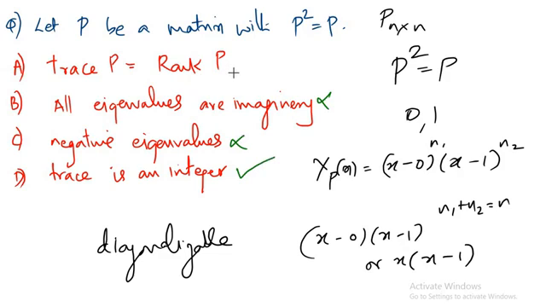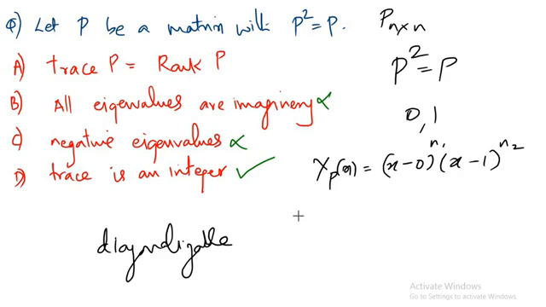Now what about this first option? You are given that trace of P is equal to rank of P. I've already told you enough data to argue this statement. We saw that the minimal polynomial was a product of distinct linear factors, so it is diagonalizable. If it is diagonalizable, we have that the algebraic multiplicity of an eigenvalue of this matrix will be equal to the geometric multiplicity of that eigenvalue.